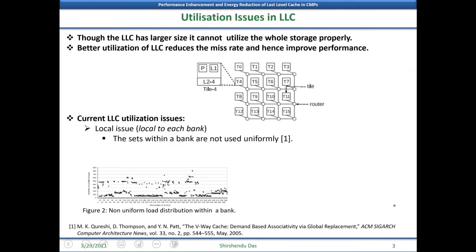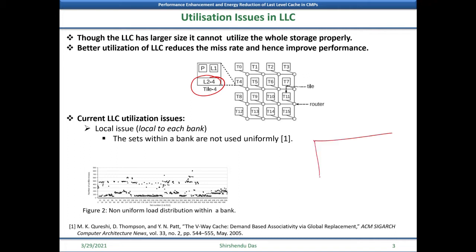So for utilization issues, there are two types: local utilization issue and global utilization issue. Again, you have to remember what I said: each tile has a bank, right? And this is a shared LLC. I have already explained this in my previous slides, so I am not explaining it again here. Local utilization issue means that in each bank, since it is a set associative cache, it has been found that the sets are not used uniformly.